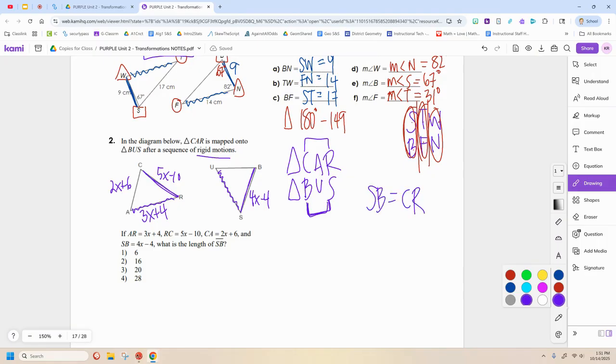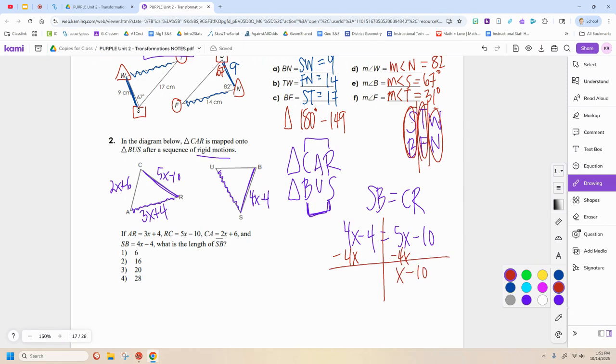Then I'm going to throw the expressions in. SB, 4x minus 4 equals 5x minus 10. Now I need to solve correctly. Remember, deal with variables on both sides first. So I'm going to take away 4x's on each side.